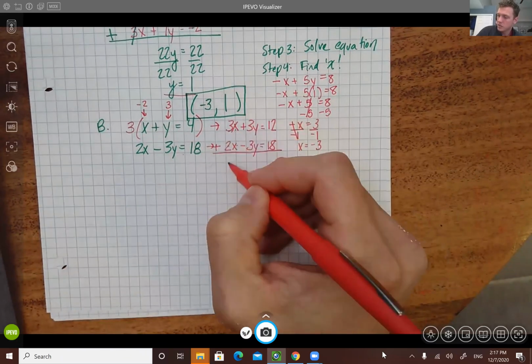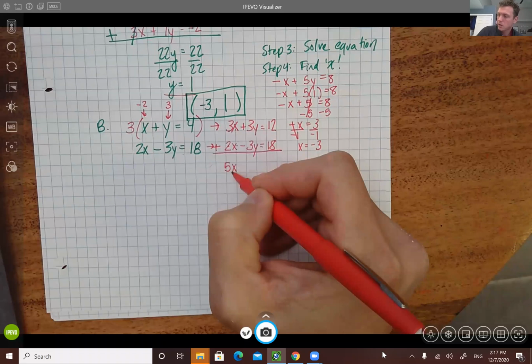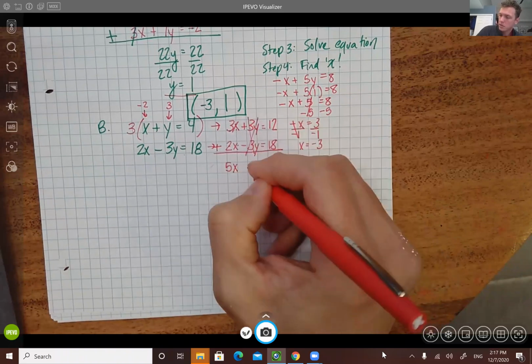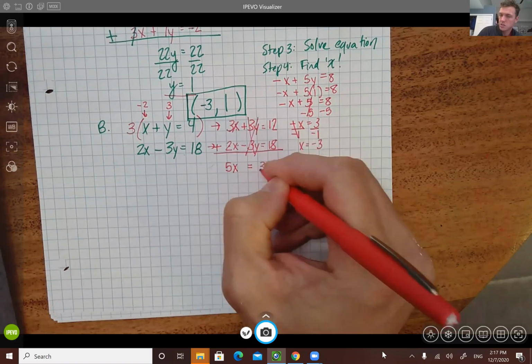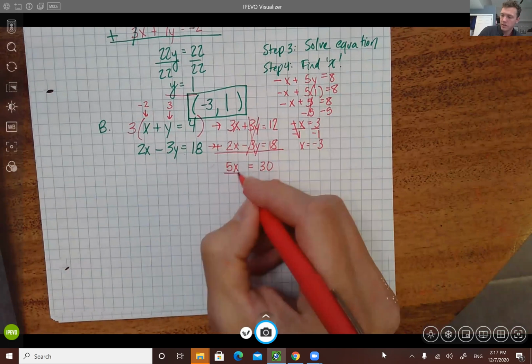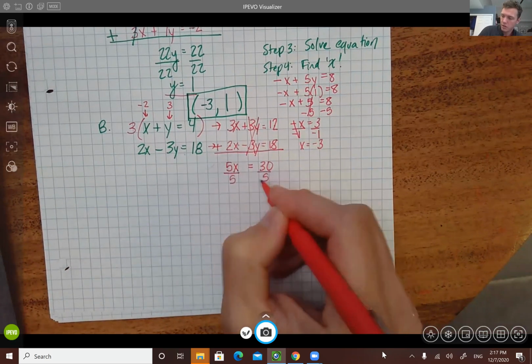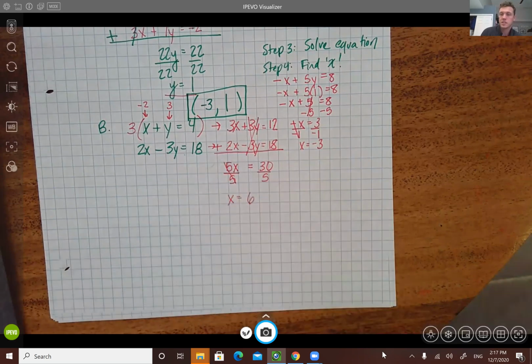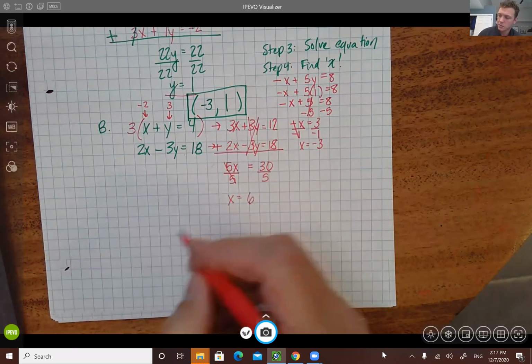3x and 2x is 5x. 3y minus 3y, those cancel. 12 and 18 is 30. Okay, so now we solve. I divide by 5. x equals 6.